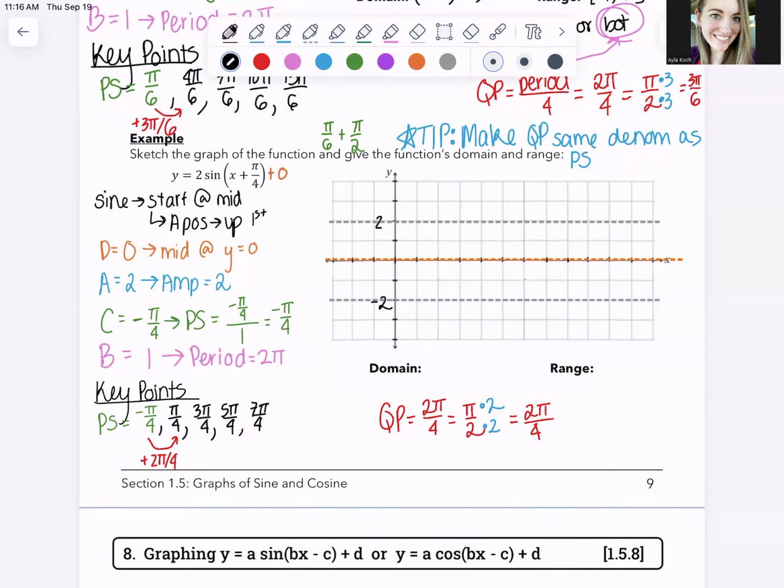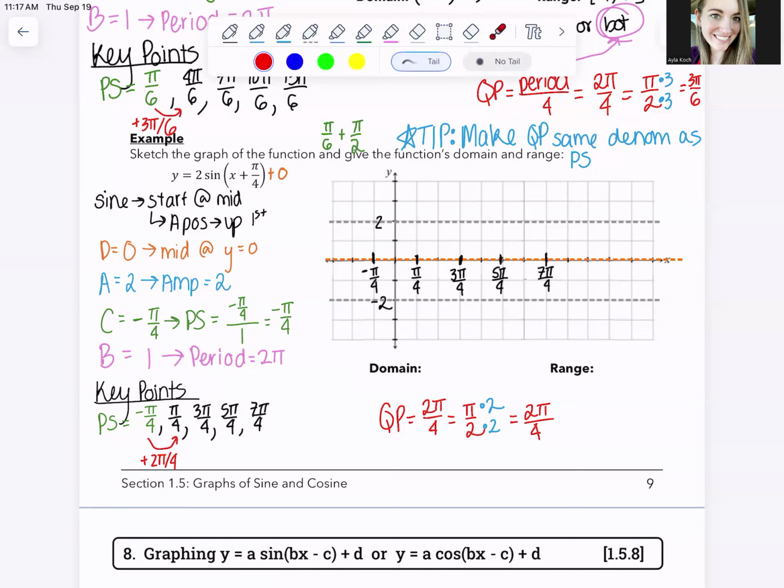And I'm going to go ahead and mark those. So I'm going to make each of these tick marks a pi over 4. So this is negative pi over 4. This would be positive pi over 4. And notice how it's 2 tick marks between the key points. It's going to be that way the entire time. So this will be 3 pi over 4. This will be 5 pi over 4. This will be 7 pi over 4.